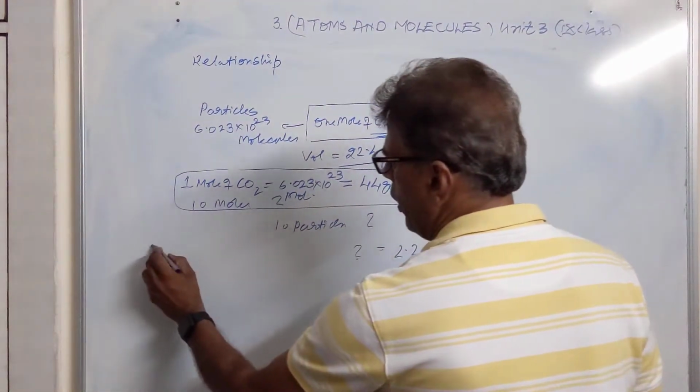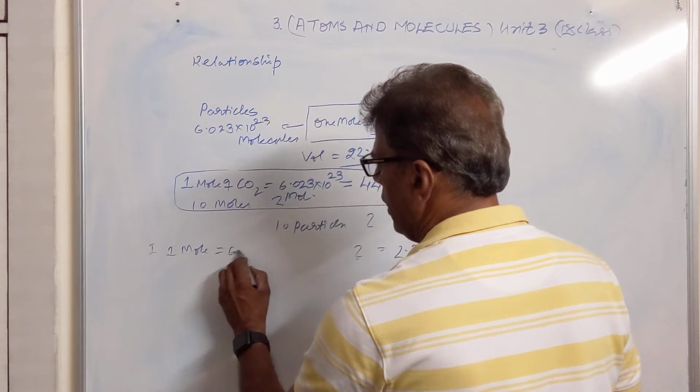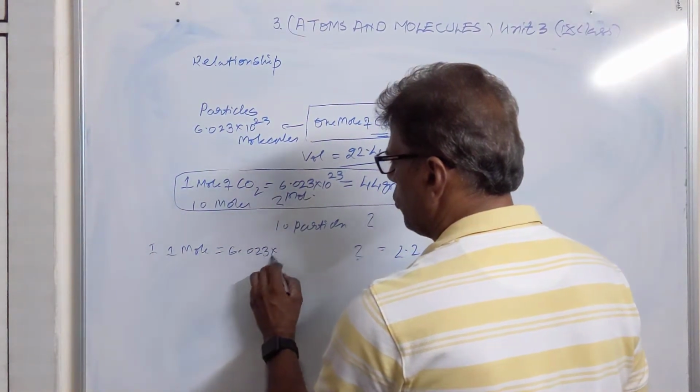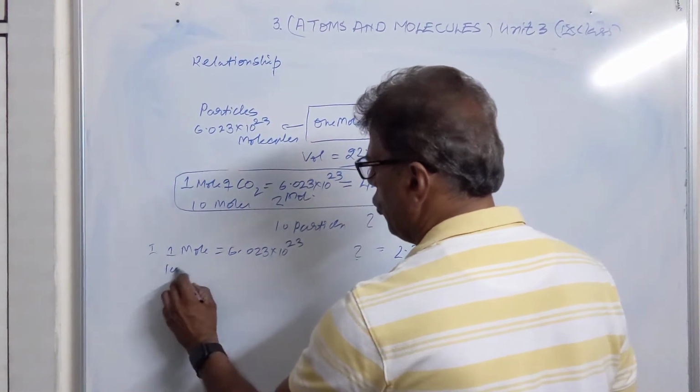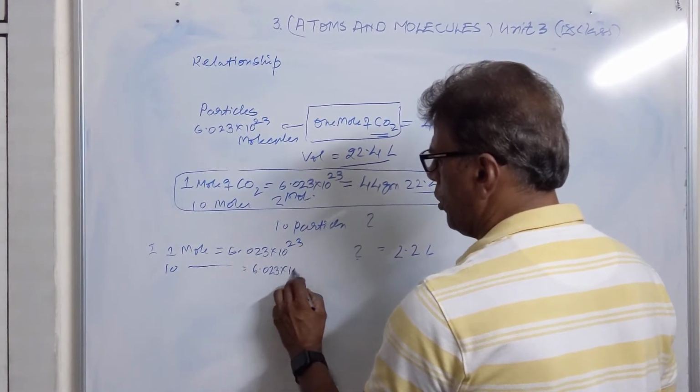So we'll be following the unitary method. 1 mole contains 6.023 into 10 raised to power 23 carbon dioxide molecules. 10 moles will contain 6.023 into 10 raised to power 24.